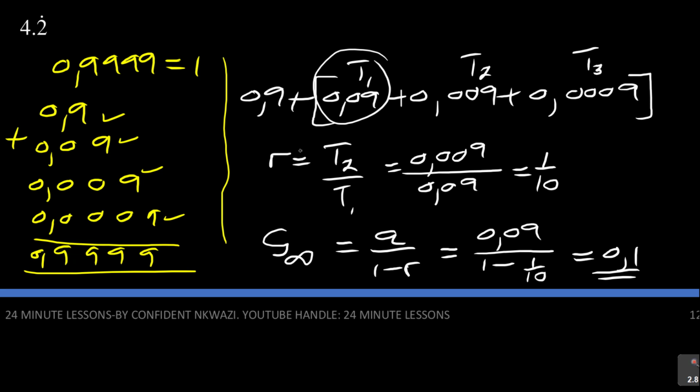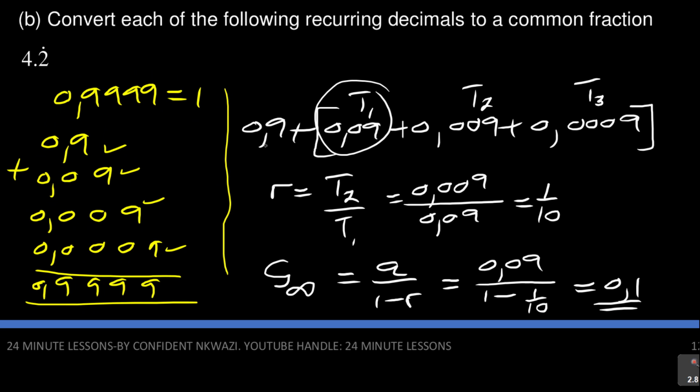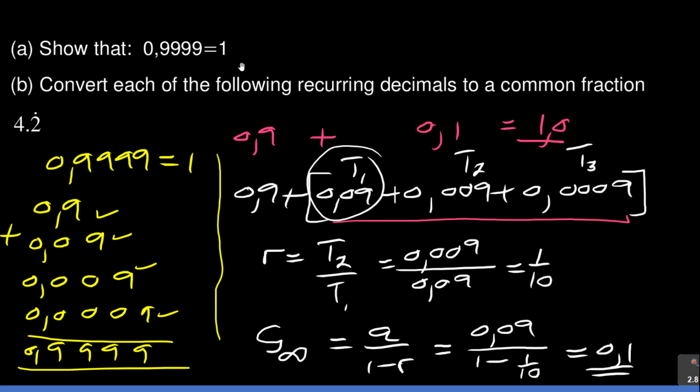So that simplifies to 0.1. Let me just work it back. Remember, we said this became 0.1, but we said plus this 0.9. You see, so 0.1 plus 0.9 is equal to 1. You see that it's 1.0. That's why they said show that this is equal to 1.